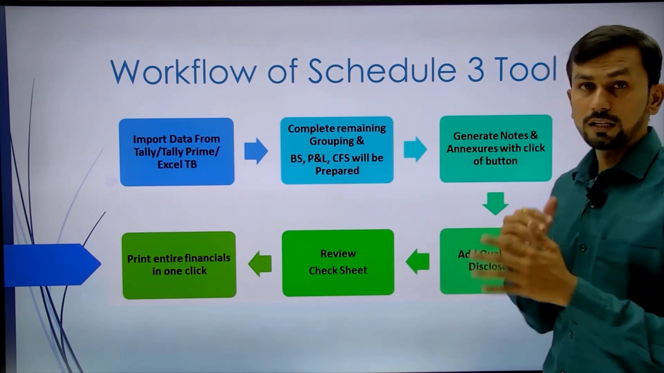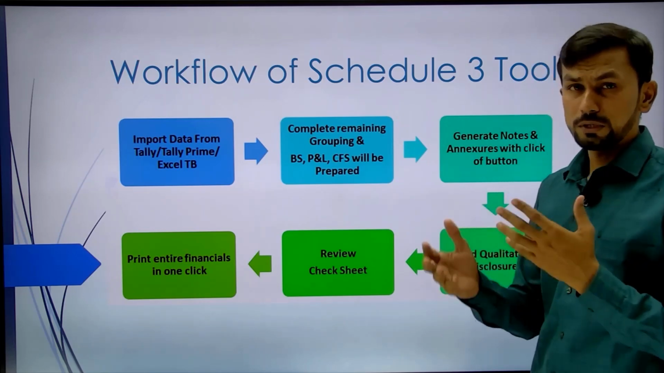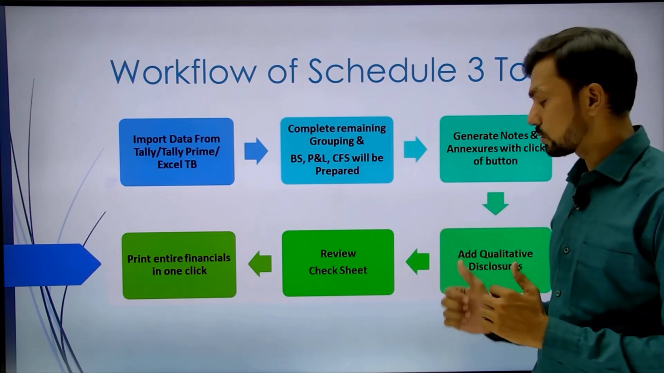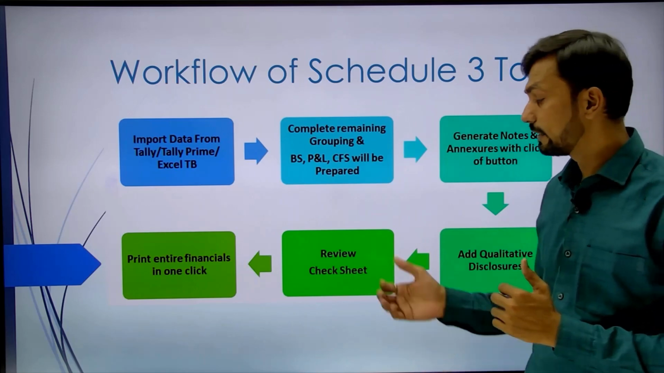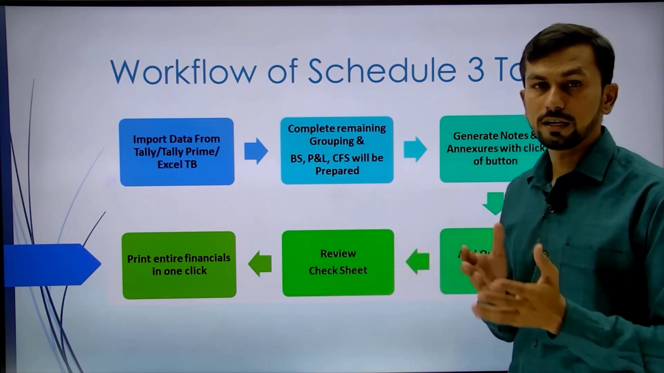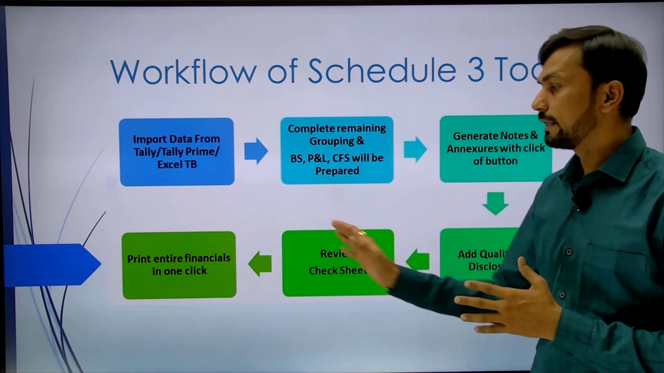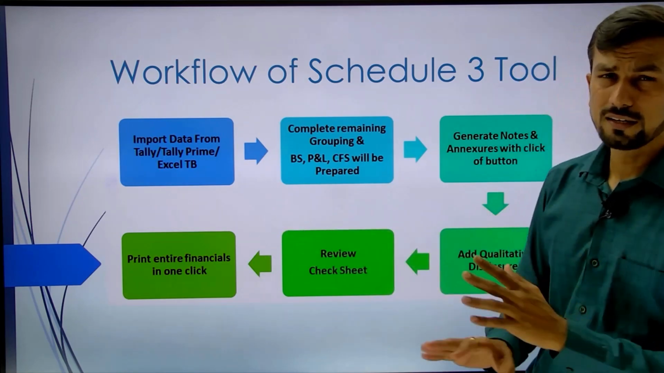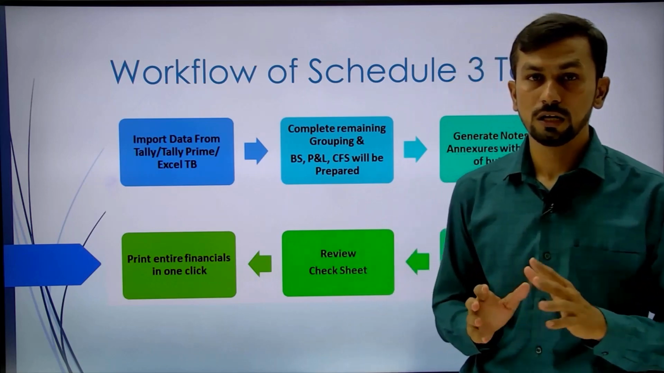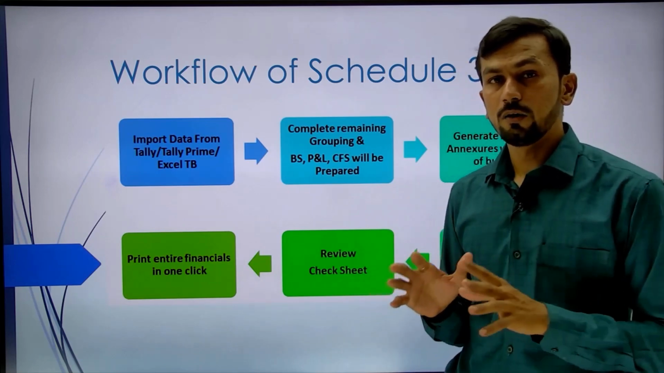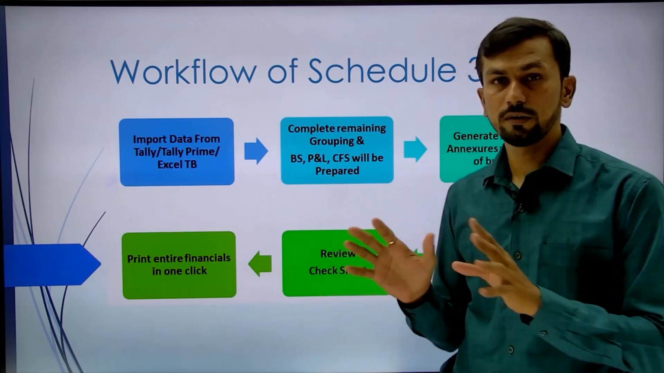Then we need to add the qualitative disclosure. This kind of information will vary from company to company, so it is up to the user to add that. Then you can review the check sheet, analytical charts and ratio sheet for finalization purposes, and once things are finalized, you can print the financials. Now we will see this on one of the company's data itself, on the live tool itself.